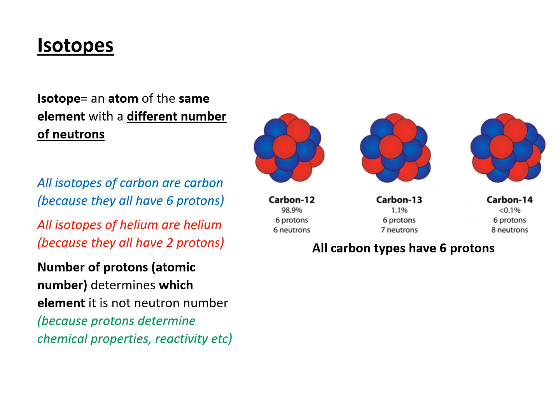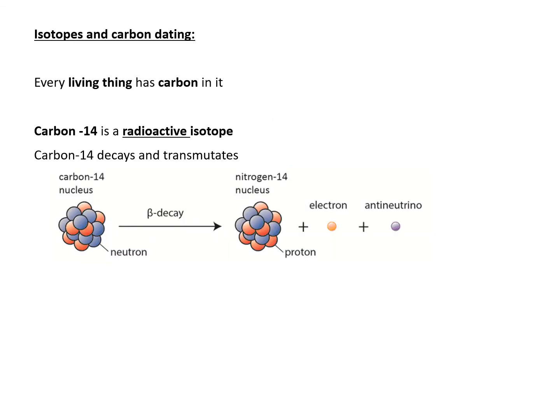Recall that an isotope is an atom of the same element, so it's got the same number of protons, but a different number of neutrons. All isotopes of carbon are carbon because they've all got 6 protons, but they've got a different number of neutrons. For instance, carbon 13 has 1 more neutron, carbon 14 has 2 more neutrons. Every living thing has carbon in it. Carbon 14 is a radioactive isotope. Carbon 14 decays and transmutes into nitrogen 14. It decays via beta decay, releasing an electron and an antineutrino.